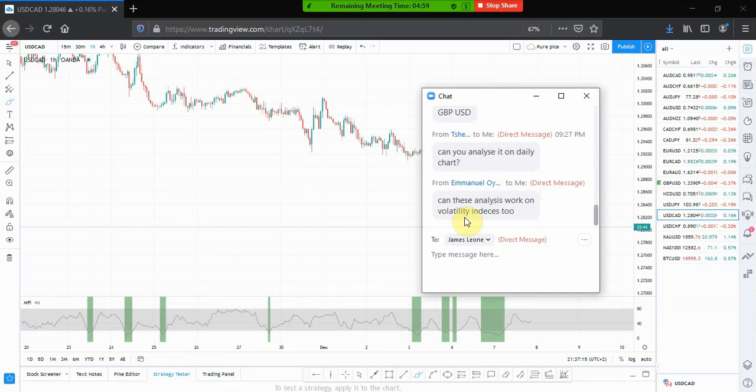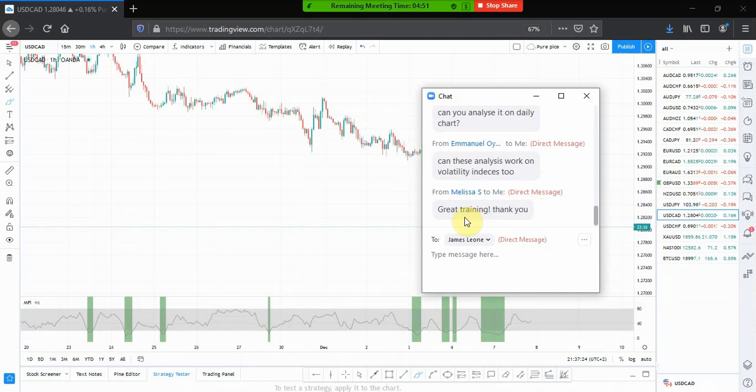Can this analysis work on volatility indices too? Okay, yeah, it can work in any market. It doesn't matter what you are trading. The principle is the same.